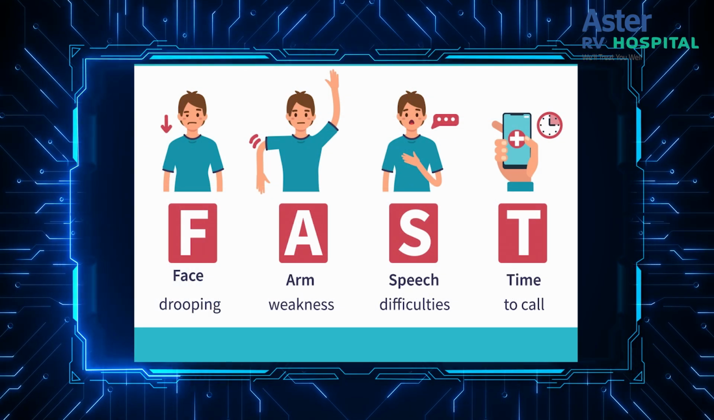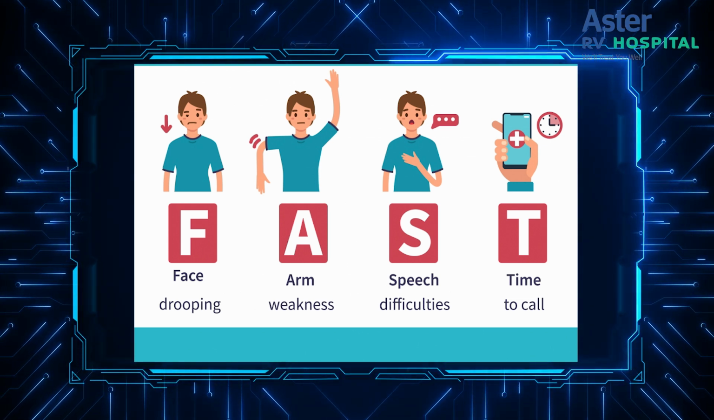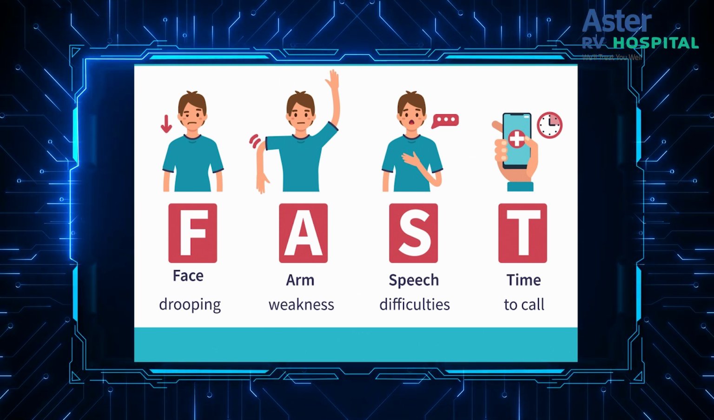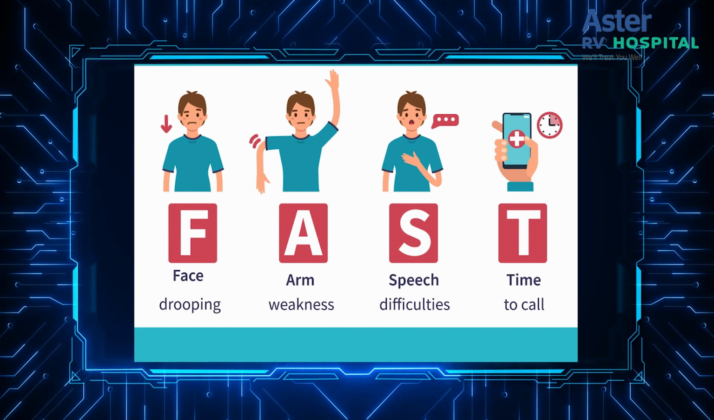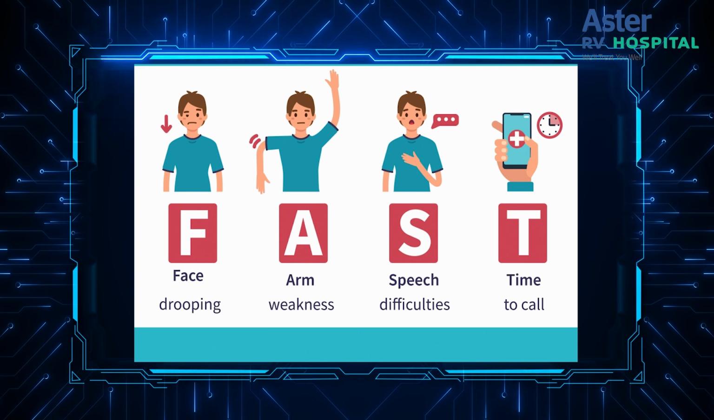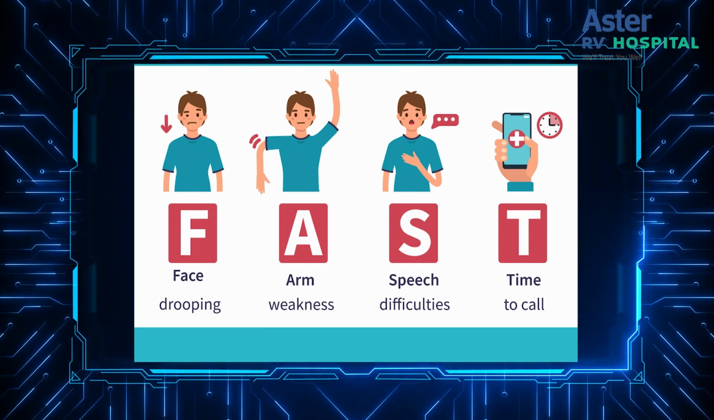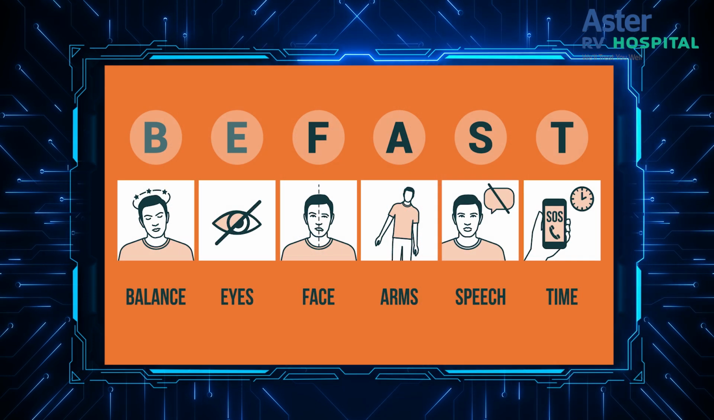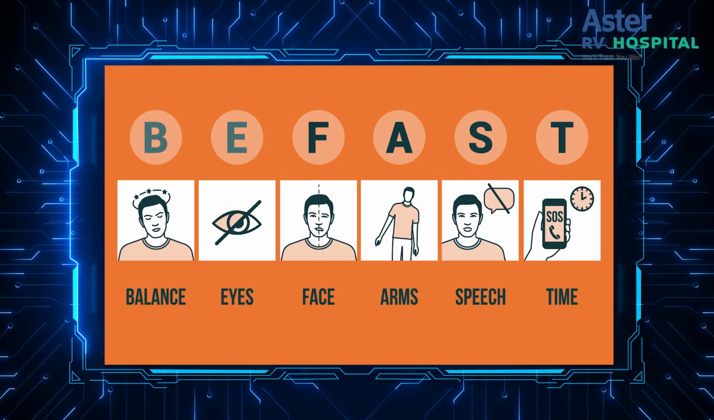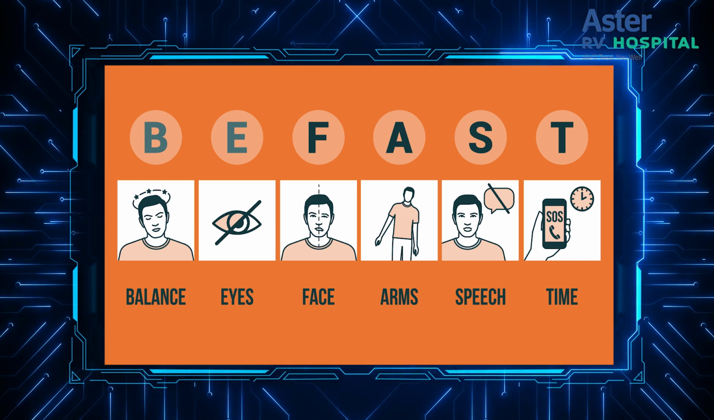And then F stands for facial deviation. Whenever the face gets deviated to one side, or whenever there is drooping of one side of the face, then it may be a stroke. A stands for arm drift. Ask the patient to lift his arm; if the arm drops, or when the patient is walking, if he is dragging his feet, or when there is a loss of power in one of the limbs, then it may be a stroke. Then S stands for speech. Whenever there is slurring of speech or sudden loss of speech, at that time also you should think of stroke.